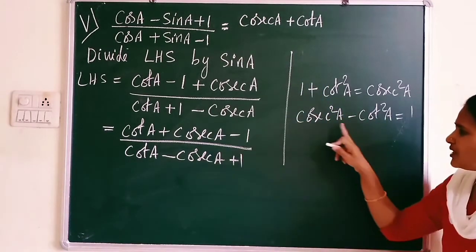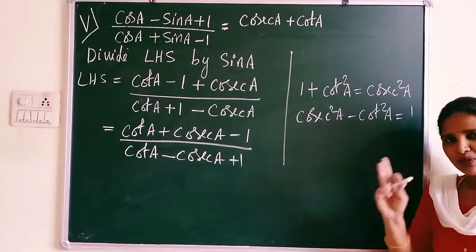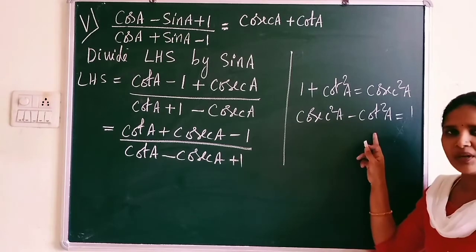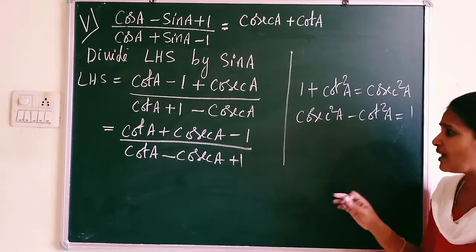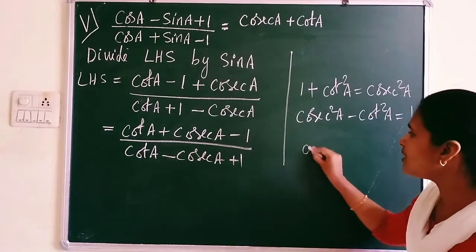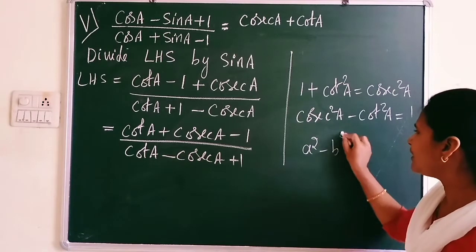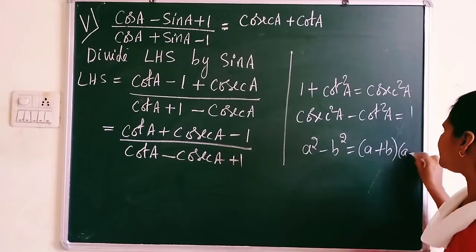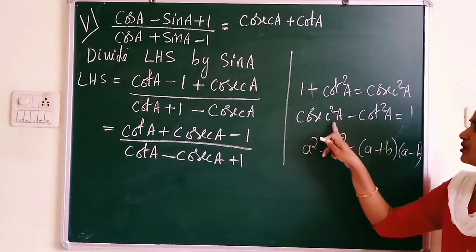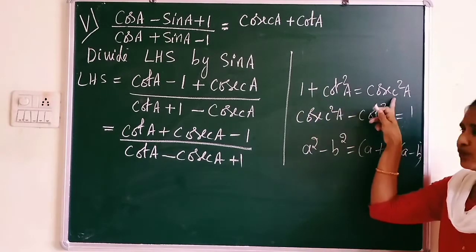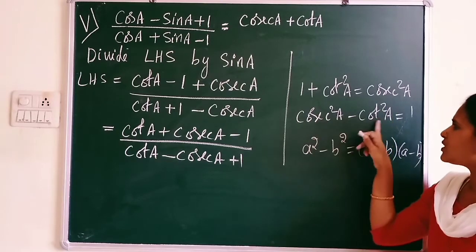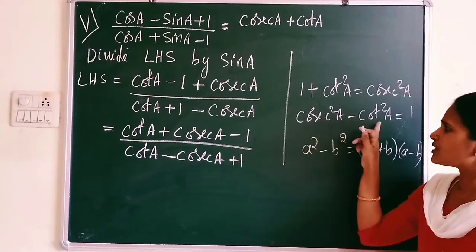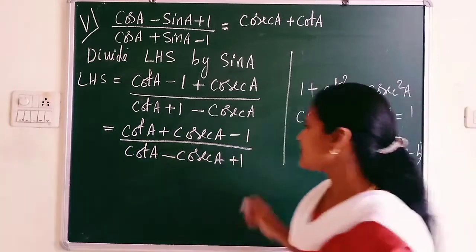Again you can observe this is like a square minus b square. Here I am using 2 identities. One is the trigonometric identity, and after using it, you can see the algebraic identity. What algebraic identity will suit here? It will be a square minus b square equals (a plus b) into (a minus b). So we have 1 plus cot square a equals cosec square a, and cosec square a minus cot square a equals 1. To replace 1, you have to replace it by cosec square a minus cot square a. First let us do that.